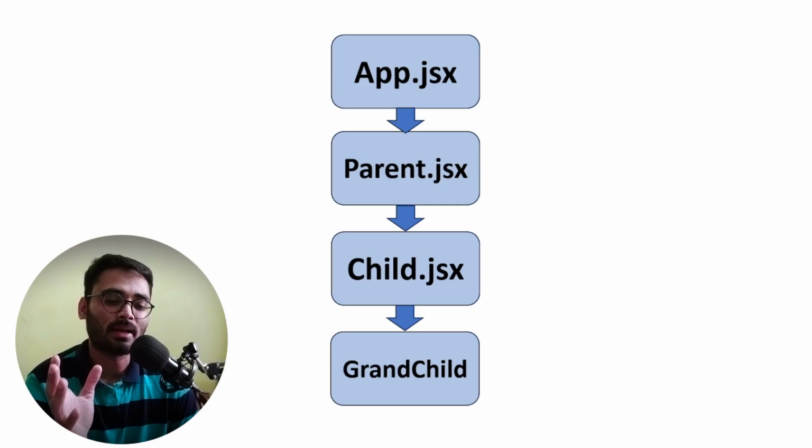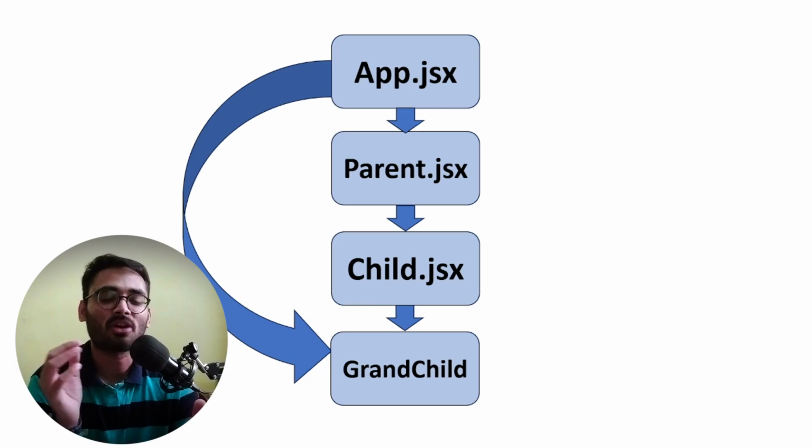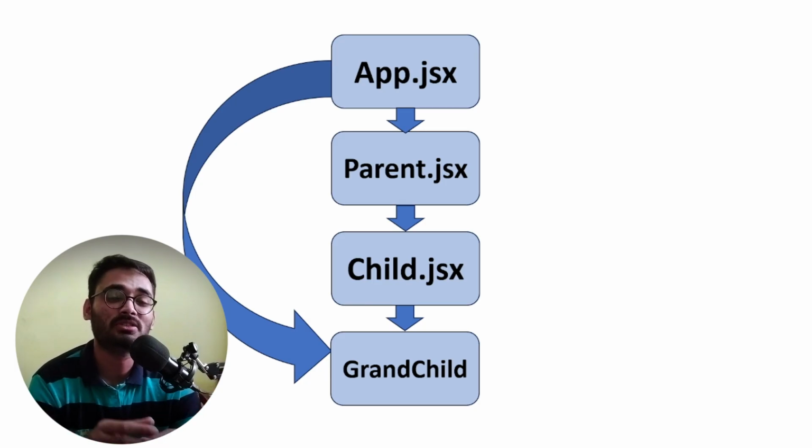Mostly, what is happening is that app.jsx has some information which we want in the grandchild component. As we want this information, we need to pass it from app to parent, parent to child, and child to grandchild. App.jsx cannot directly pass data to grandchild. We can pass data from app.jsx to grandchild using the Redux external library, and we also get an inbuilt hook, which is the Context API. We'll talk about this in our upcoming videos.